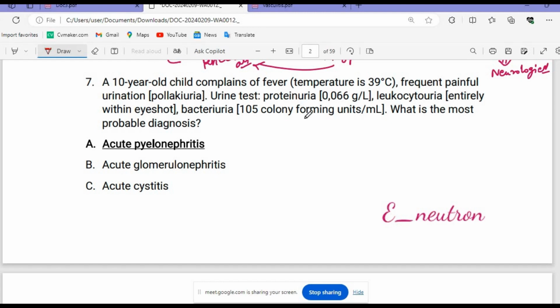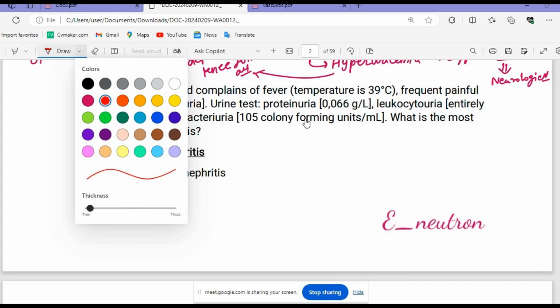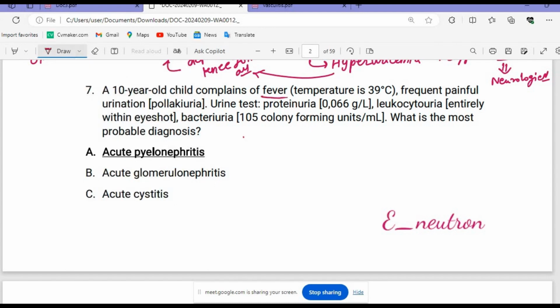A 10 year old child complained of fever. There is a fever in the question, and frequent painful urinations, polyuria. In the urine test we see proteinuria, leukocyturia, and there is a strong history of WBC casts or leukocytes, along with bacteriuria. So what is the most probable diagnosis? Always pyelonephritis. Again, pyelonephritis, glomerulonephritis, cystitis, we will discuss, but here we will discuss pyelonephritis in detail.